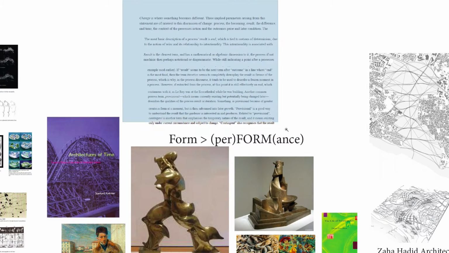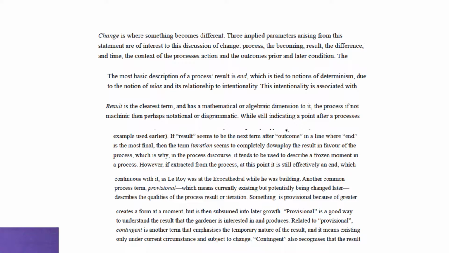It's just a process of ensuring that he gets what he wants. And so for me, change is a process of becoming different, and there are three implied parameters in that process: the becoming, or process, which is the process of becoming something; the result, which is the difference between one state and the next state; and time, the context of the process's action. And so there's an interesting point here, and this comes to this idea of what form is. So when we talk about form, we're talking about what Gregory Bateson termed as duration, which is how long something is going to last, or the medium of it.